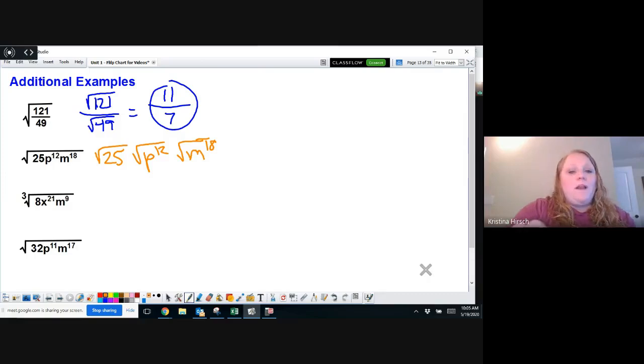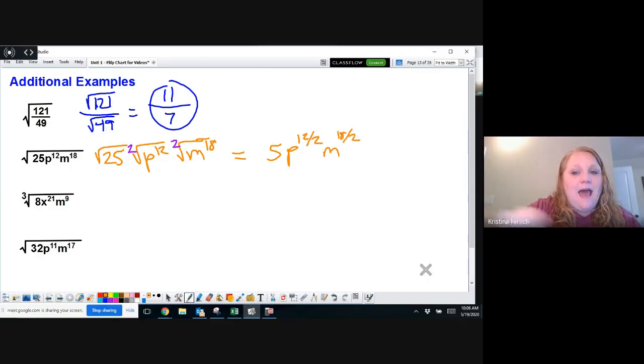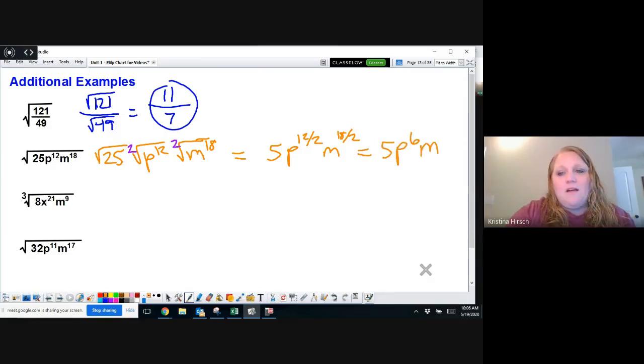All right, well, what is the square root of 25? 5. And then we've got to be careful with these next ones. Don't forget that the square root is really like there's this baby 2 here, right? So really that would be p to the 12 halves, m to the 18 halves. All right, and then we would just reduce our fractions. So our final answer would be 5p to the 6, m to the 9.